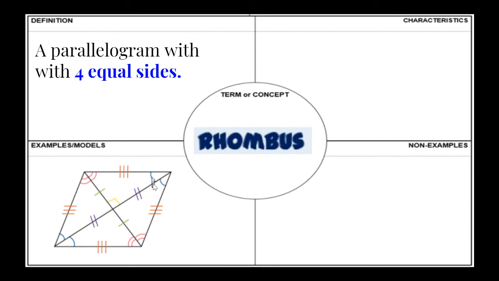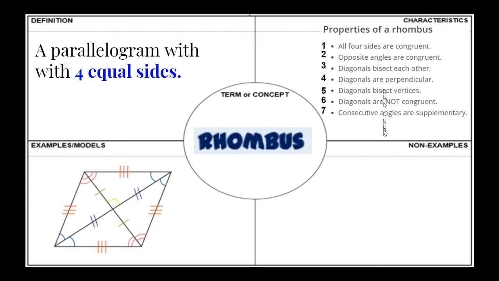Again, here you can see this angle right here is being bisected by this diagonal, so it's half and half right here, right? Okay, so refer to this picture when you are working with rhombuses, okay? And study these properties. I'm looking at diagonals. So notice property 6: diagonals are not congruent, okay?